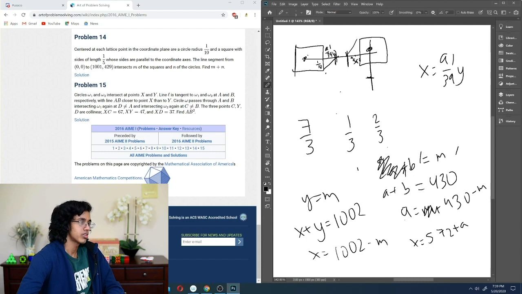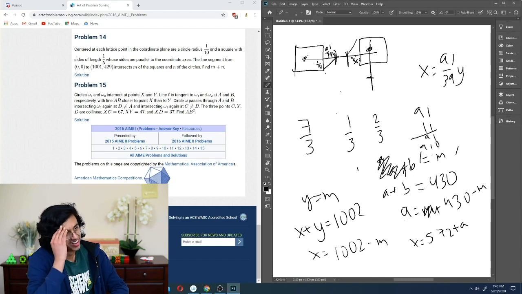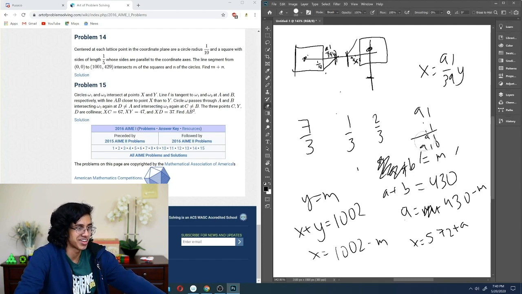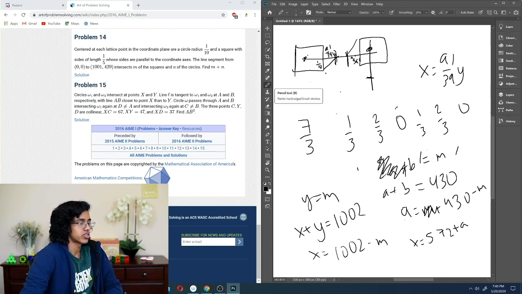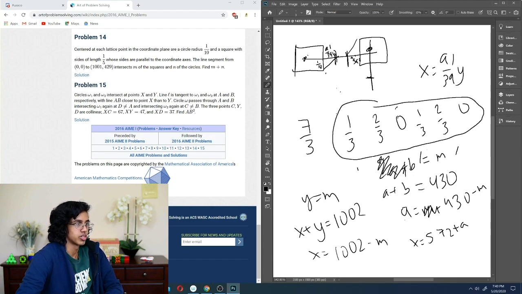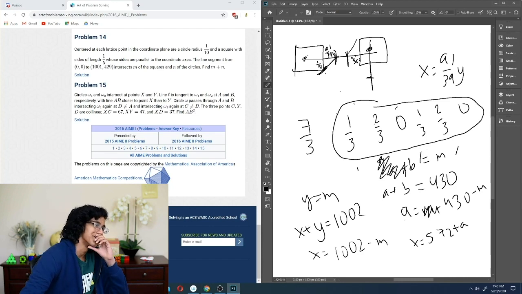Wait, seriously? Hold up. So 91 times 11. What the heck? Why am I so small brain? So it first goes 1/3, then it goes 2/3, then it goes 0, then it goes 1/3, then 2/3, then it goes 0. So basically, does it intersect the squares? It always intersects one square then, because it just hits the edge of the square.